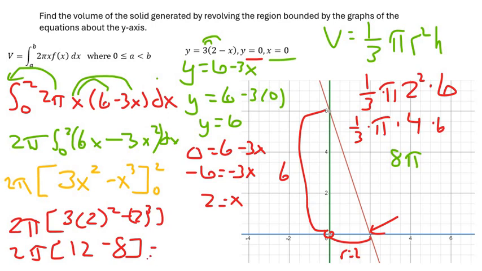Simplify what's inside the brackets: 12 minus 8 is 4, so that's 2 pi times 4, which is 8 pi. That's going to be our volume, which matches up with what we did with the geometry method.